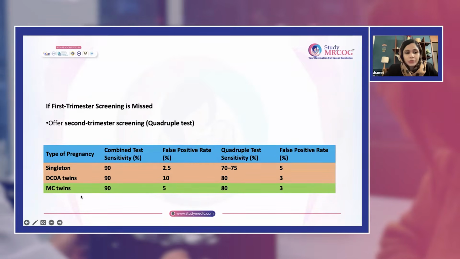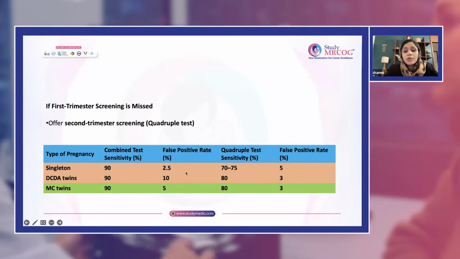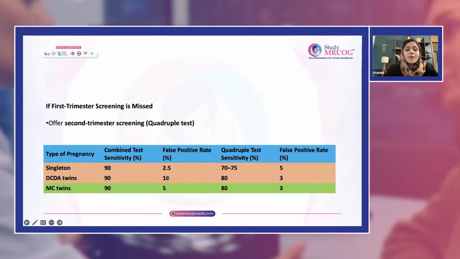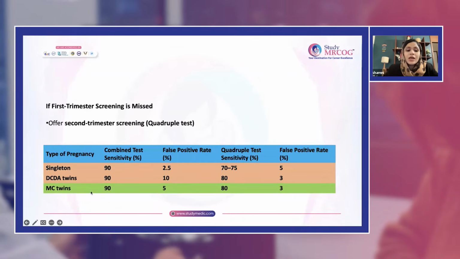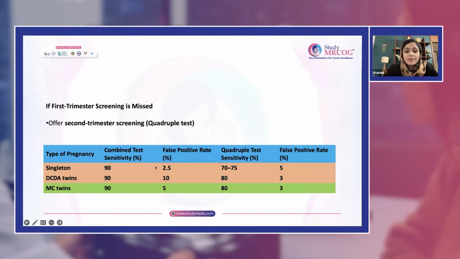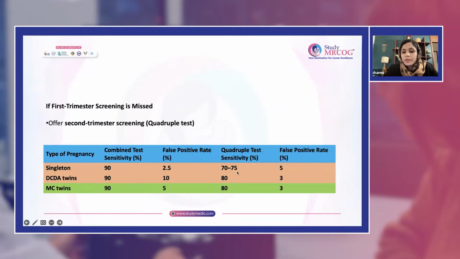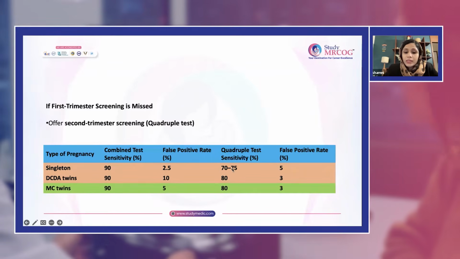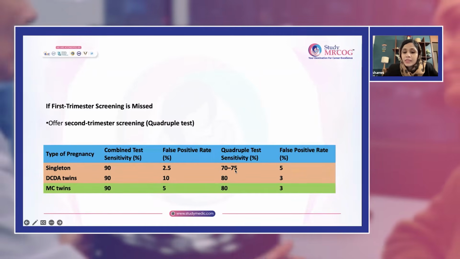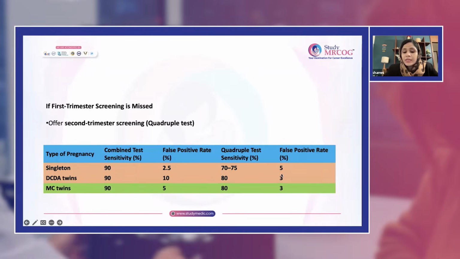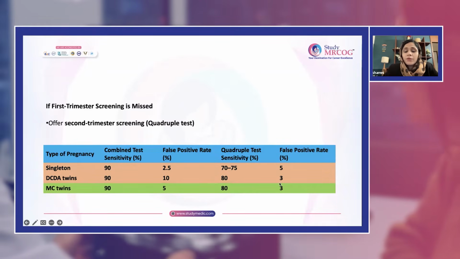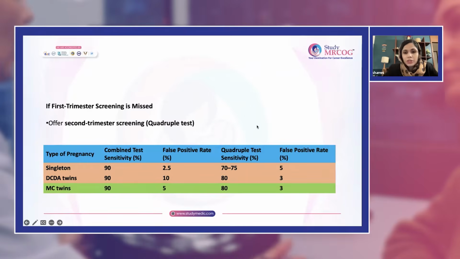Here are the false positive rate and sensitivity of this test in singleton, DCDA, and monochorionic twins. In singleton, the false positive rate is 2.5%. In DCDA, it is 10%, and in monochorionic, it is comparatively less than that of DCDA, which is 5%. Similarly, for the quadruple test, the sensitivity for singleton is 70 to 75%, and the false positive rate is 5%. For both twins, the false positive rate is 3%.